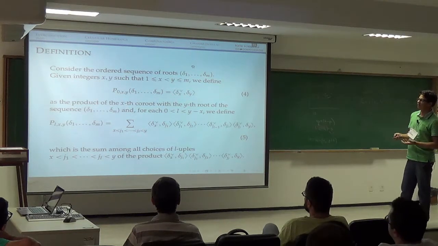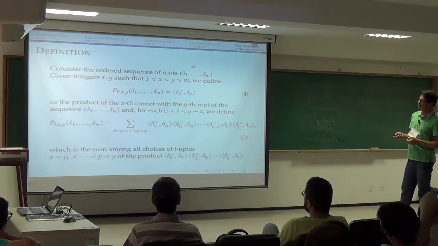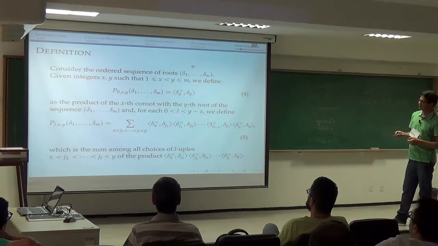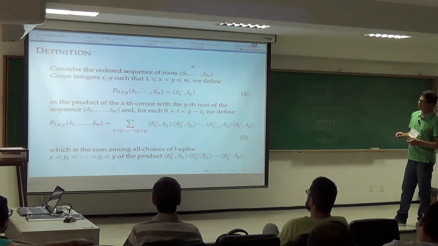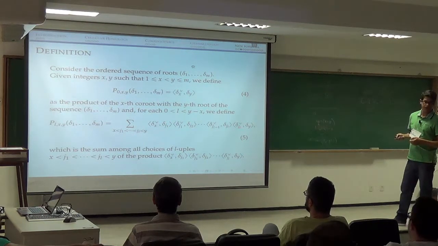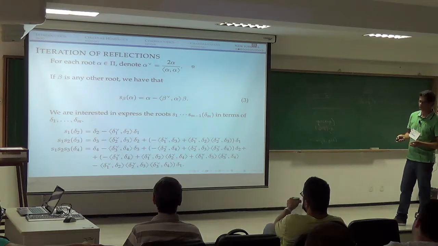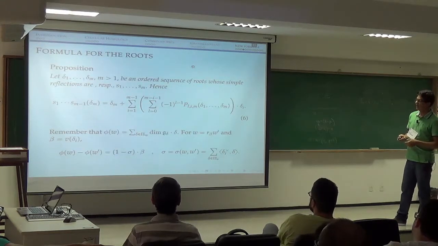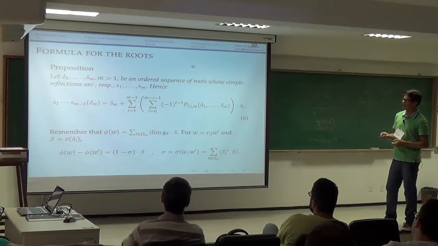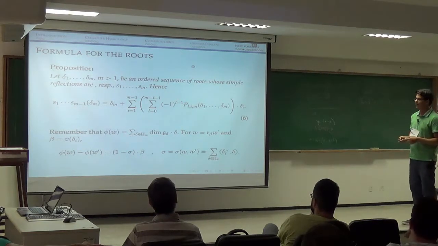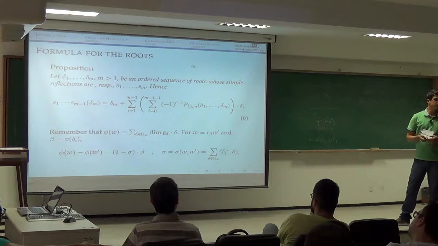And in general, for each L between 0 and y minus x, we define this product: the sum of all possible choices of L indices between x and y, with the product of these L brackets here. This is mirroring what happened here. And we get this first proposition. With this notation, the expression of these roots may be written in terms of this kind of polynomials. And now we apply this to the coefficient of the homology.